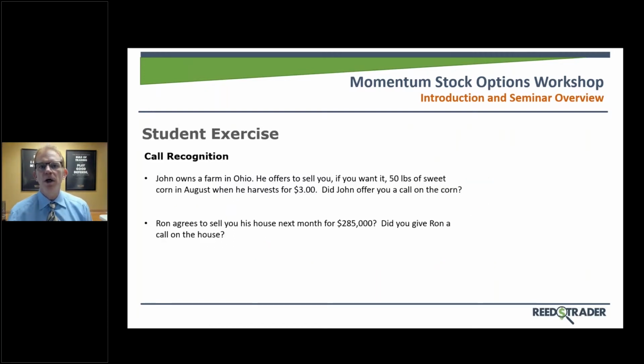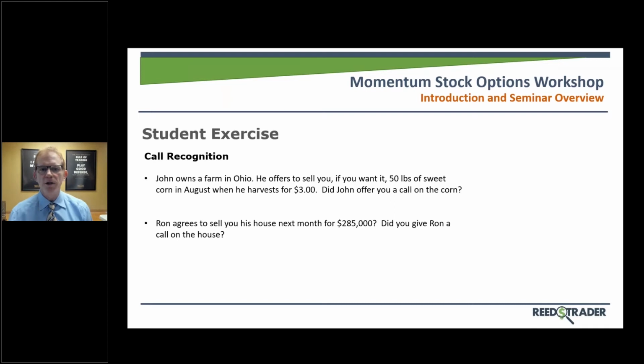Okay, so let's do a little exercise here, a call recognition exercise. In these two little statements, we're going to look at both parties and see, does either party in the transaction have an option? If it does, we've created an option to buy in this case. Does either party have an option to buy or a right to buy? If they do, then they have engaged in a call option transaction. If both sides have obligations, it's not a call. It would be an underlying transaction.